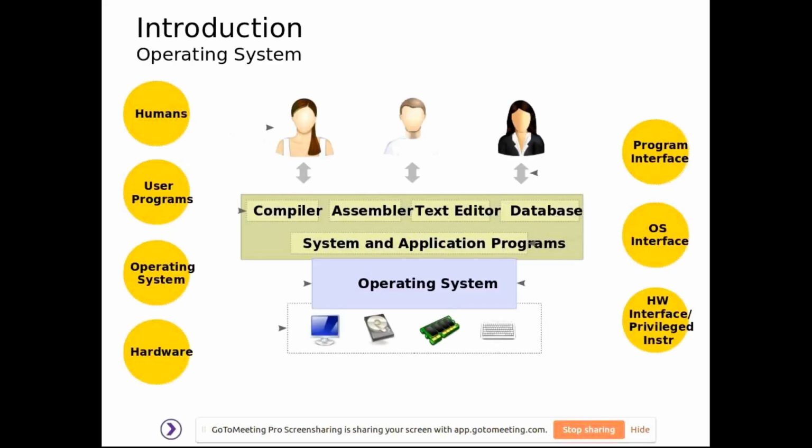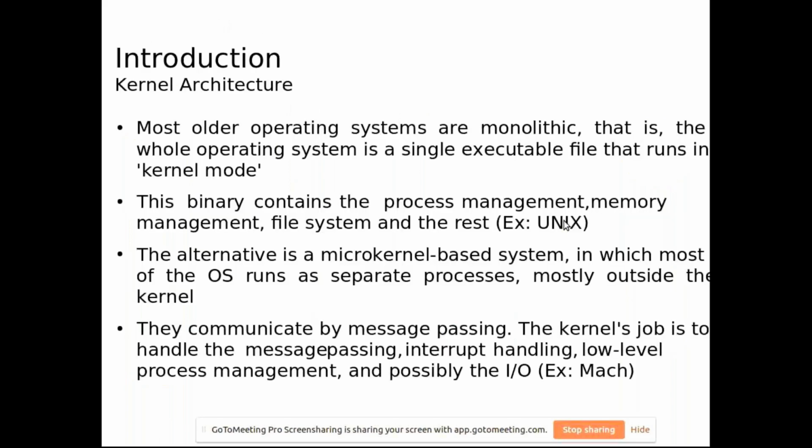This is a small diagram. Here we have some hardware, and on top there is the operating system. Then we have the system and application programs. Then we have the compiler, assembler, text editor, and all the things. This is communication by message passing. Most older operating systems are monolithic. Now we are going to the classification of kernels.